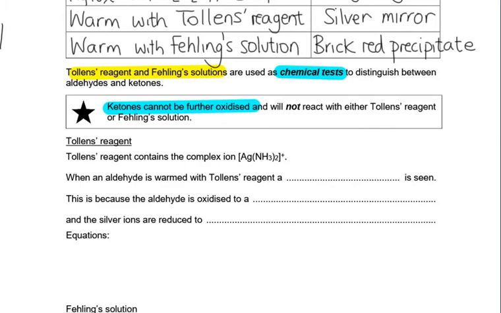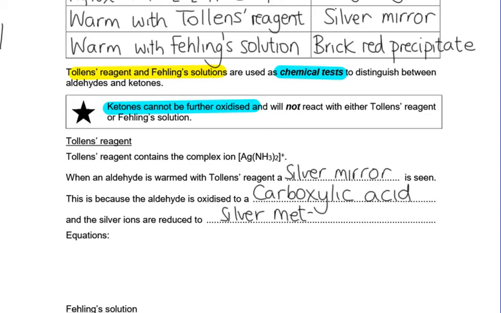Tollens' reagent contains this complex ion of ammoniacal silver, so it's still an ion, it's still got a charge, and when you warm it with your aldehyde, you're going to see our silver mirror. This is because the aldehyde is being oxidized to a carboxylic acid. Meanwhile, the silver ions are being reduced to silver metal. So we're getting some solid silver metal forming.